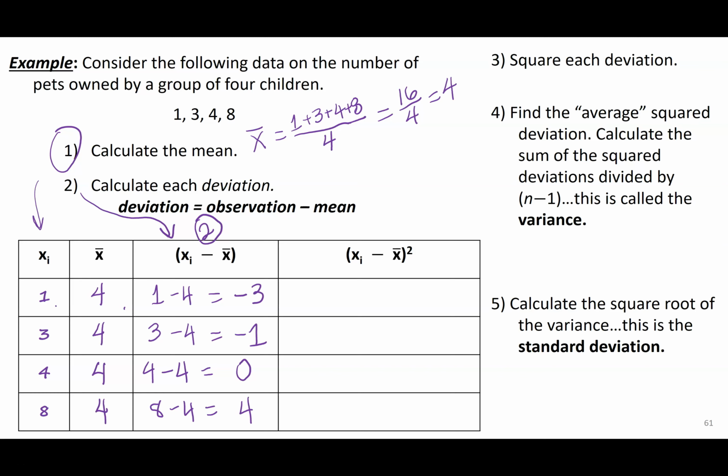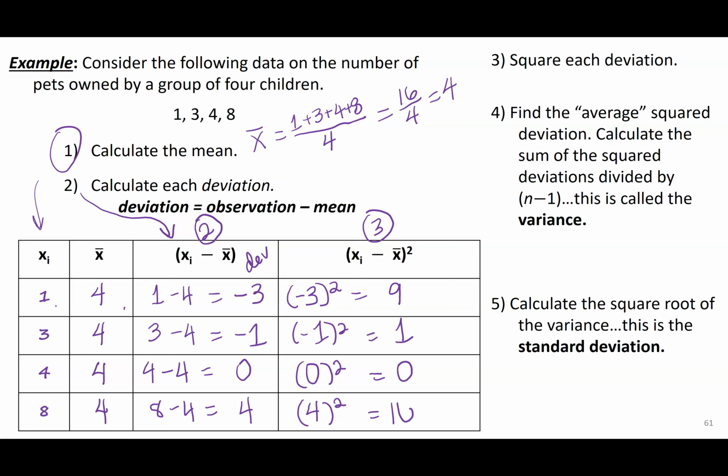So step 3, square each deviation. These are my deviations right here. So I'm going to have negative 3 and square it. Anytime you square a negative number, you get positive. So I'll get positive 9. Negative 1 squared, just going to get positive 1. 0 squared, like I said, this one's my favorite row here. It's just 0. And then 4 squared, it's going to be 16. So that was step 3.